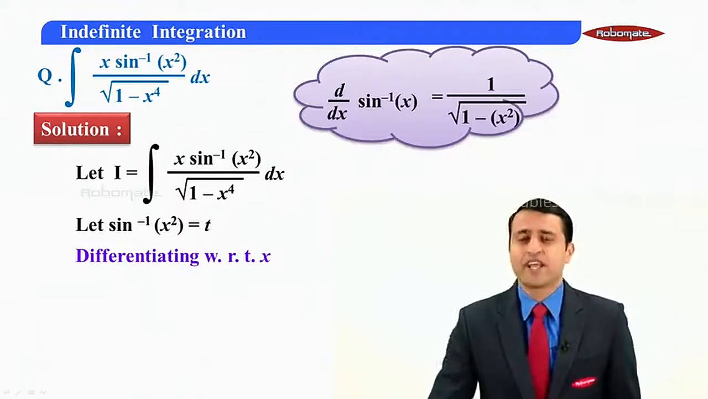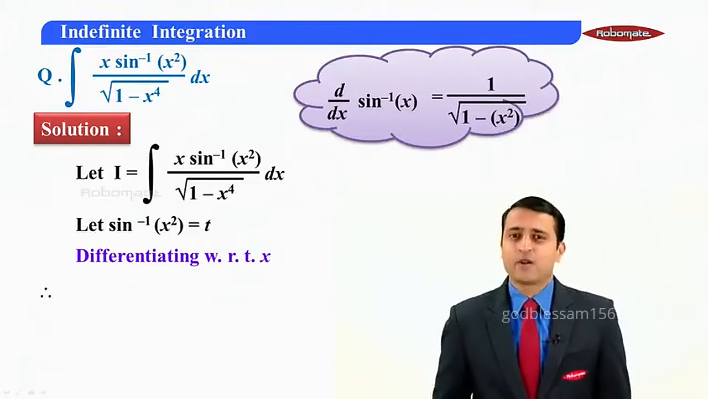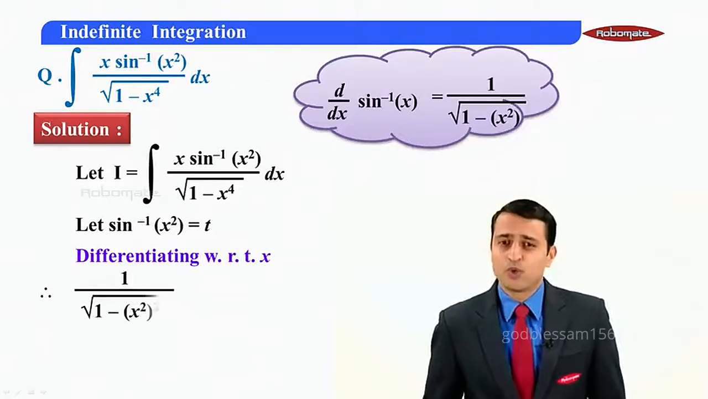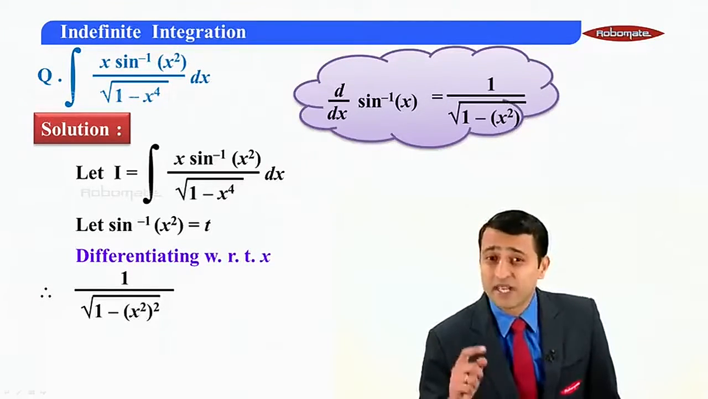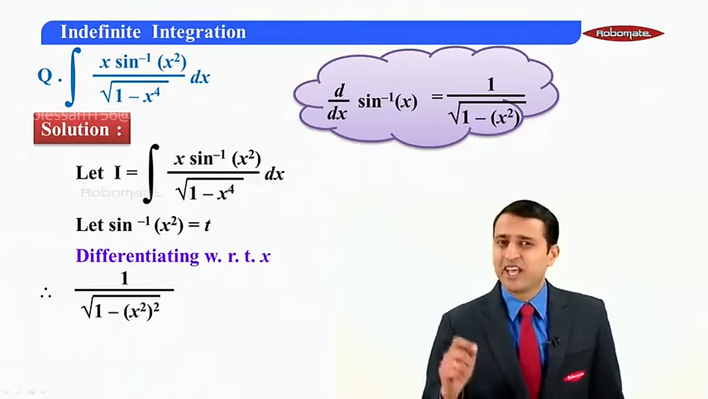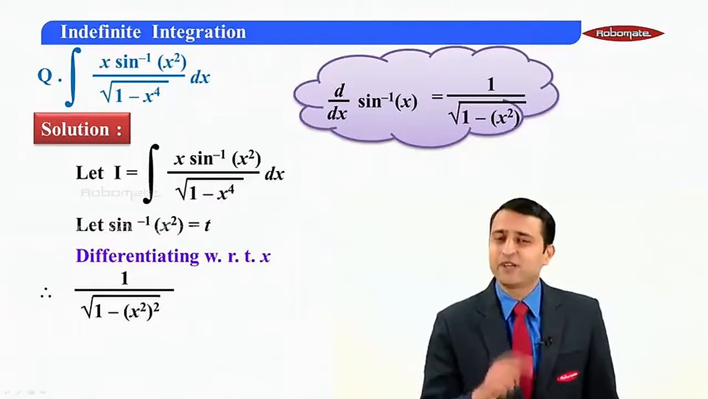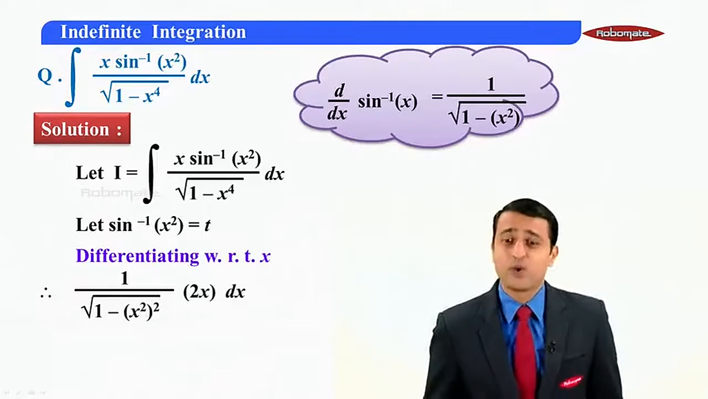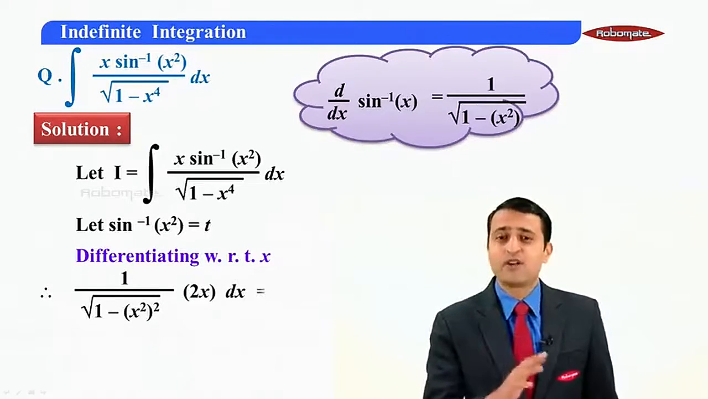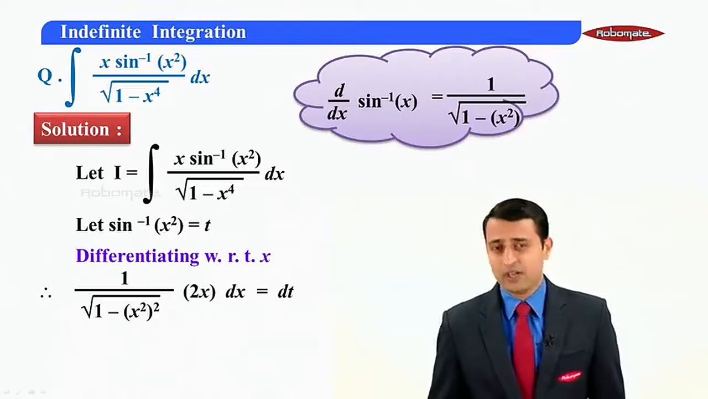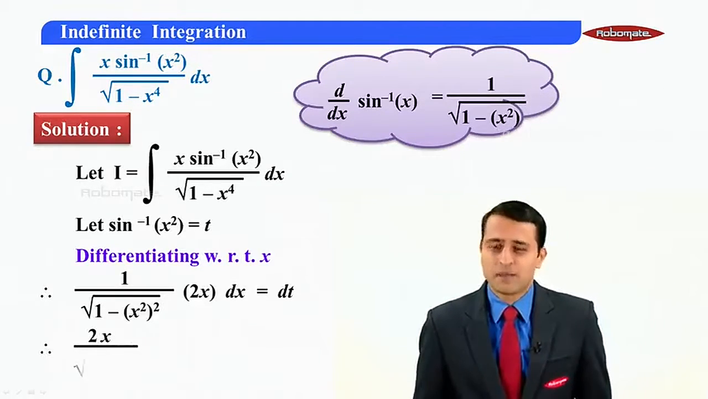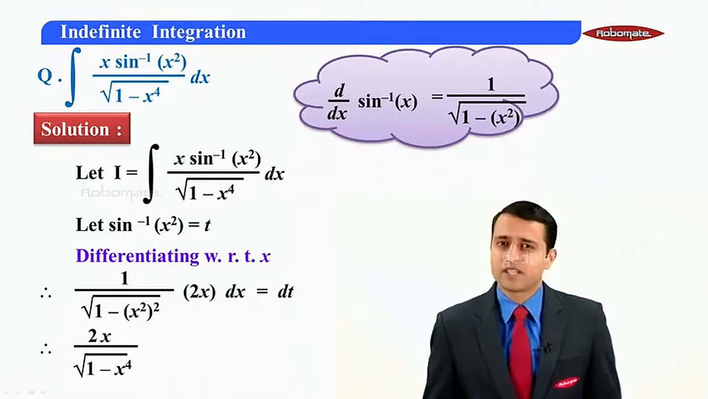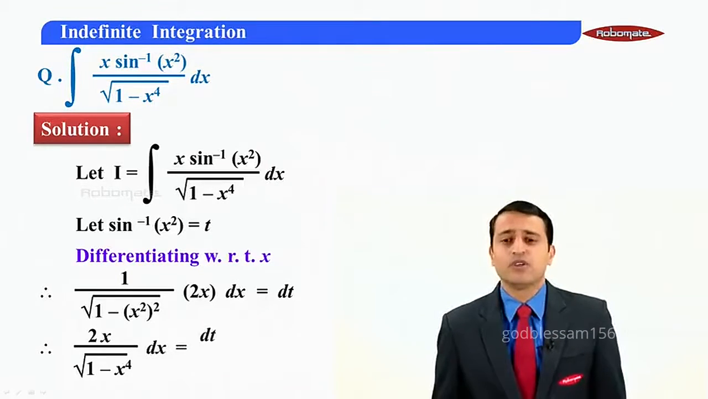So here when I apply the derivative, I'll get 1 upon root over 1 minus x square the whole square. Students, please remember it is composite, so the derivative does not end here. We need to differentiate x square to get 2x. So this is equal to dt. Can I write here? Okay. Let me just rearrange this. So can we say 2x dx upon root of 1 minus x raised to 4 is equal to dt.